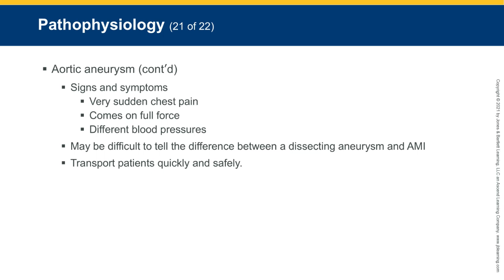Aortic aneurysm symptoms include sudden, severe chest pain that may be mistaken for a heart attack. A key sign is a difference in blood pressure between the arms. Immediate transport is necessary for survival.